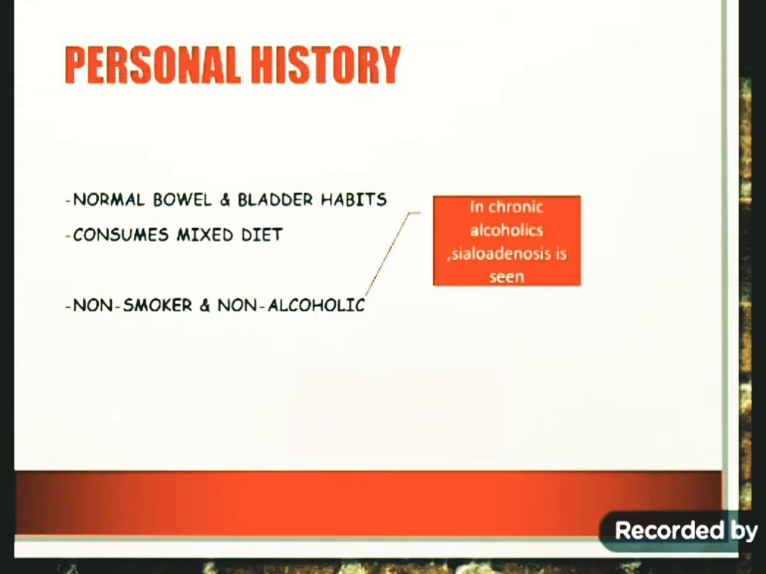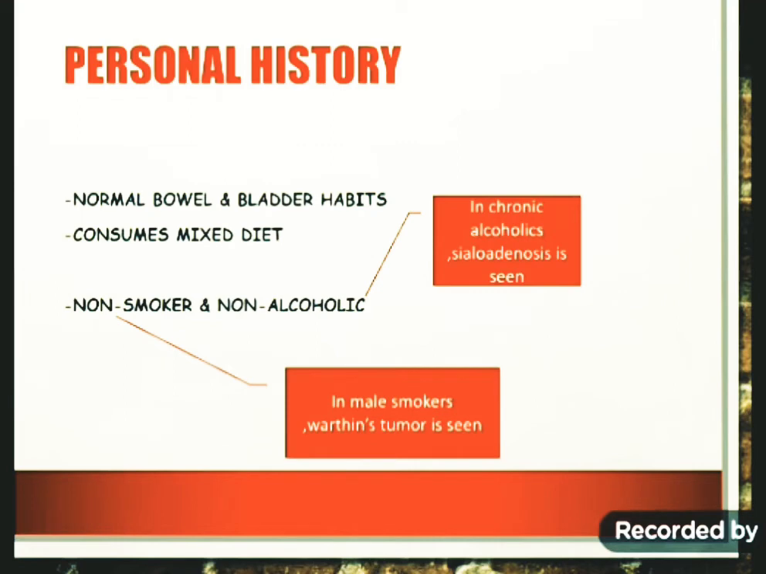Then there is alcoholism. In chronic alcoholics, you know that before developing cirrhosis, there will be a parotid gland enlargement. We don't know the exact cause, but it is seen. So there will be sialoadenosis in those patients. So this guy is a non-smoker, non-alcoholic. We can rule out Wharton's tumor for now. We'll find the other findings also in examination, but for now we can keep it aside. And surely he's not a chronic alcoholic, nor is there a malignancy.